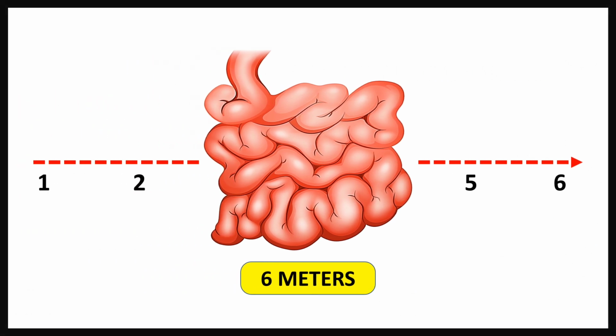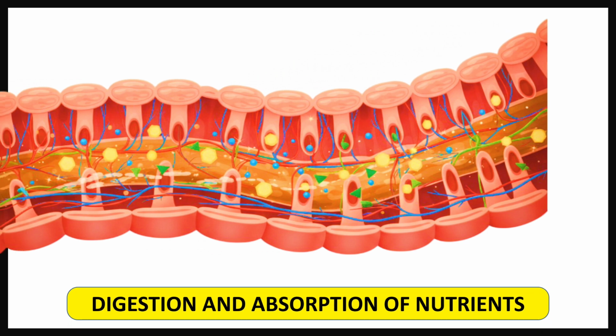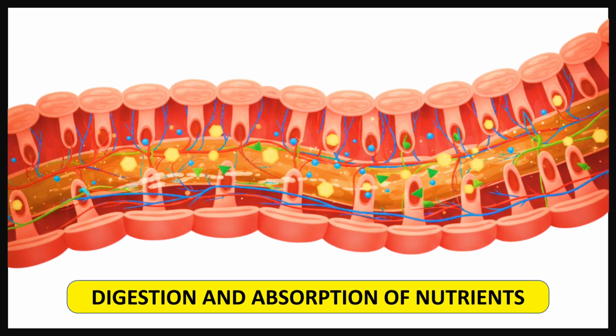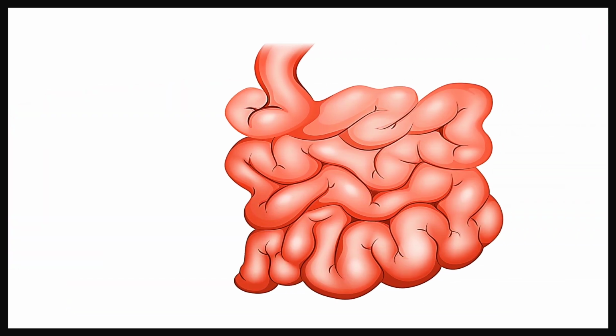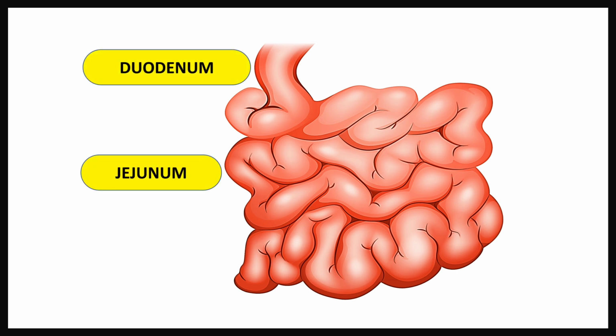We are going to learn that the small intestine is the longest part of our digestive system. It measures around 6 meters in length, and it plays a very important role in digestion and absorption of nutrients. Small intestine has three main parts. The first one is duodenum. The second one is jejunum. The third one is ileum.